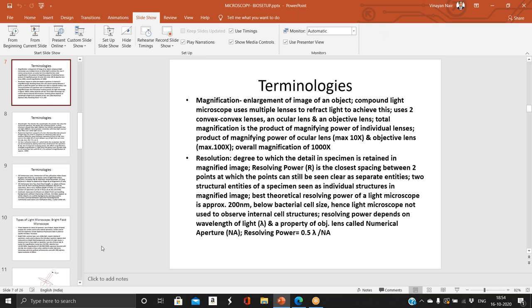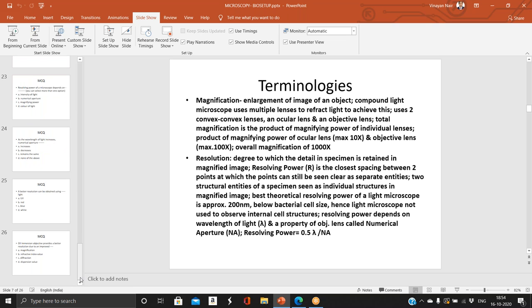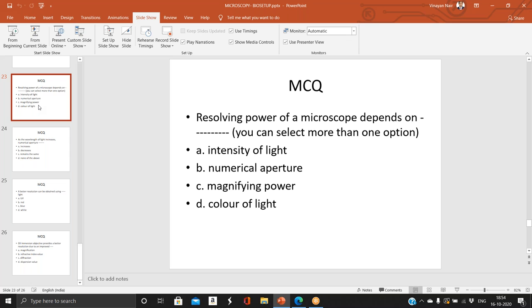Yes, Prema Kumari. Wavelength and numerical aperture. My question was, resolving power of a microscope depends on dash. You can select more than one option. I have not written that there. Okay, it is mandatory to select more than one. So what was the keyword here? Resolving power of a microscope. Then the instruction was also a keyword for you. You have to select more than one option. If you want, you can select. If you don't want, don't select.